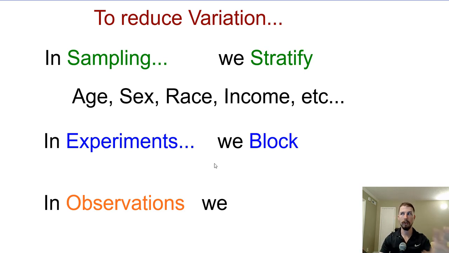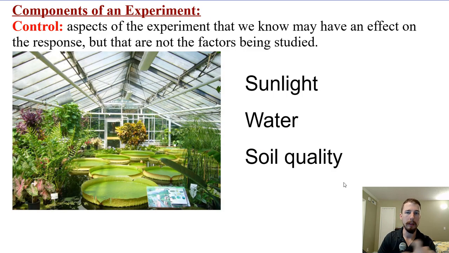All right, then in observations, so again, we can't actively assign treatment groups here. We're just observing what's going on, but we can actually still do something. We can match people that are in similar demographics, however you want to break those down, and we call that matching. So we're going to match people that we just observed, how they did, that were both from similar groups, and that allows us to reduce some variation as well.